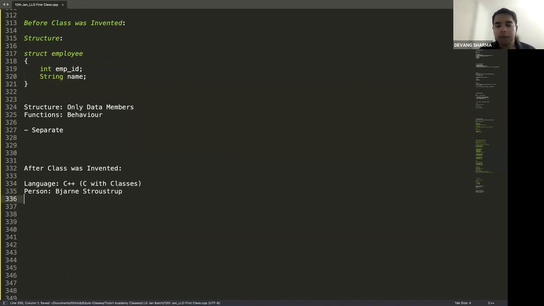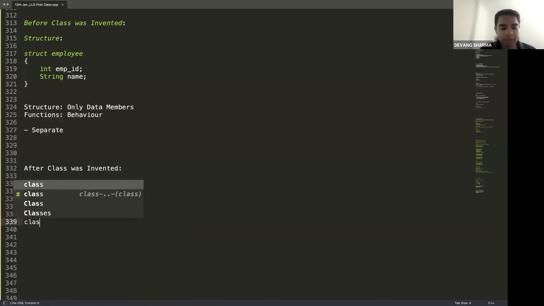He was the guy who wrote the language C++ in the year 1979. So that was the first time publicly when the concept of class became available to programmers, which is how many? 45, 46 years ago. So approximately 46 years ago, that's when the concept of class was known to programmers.